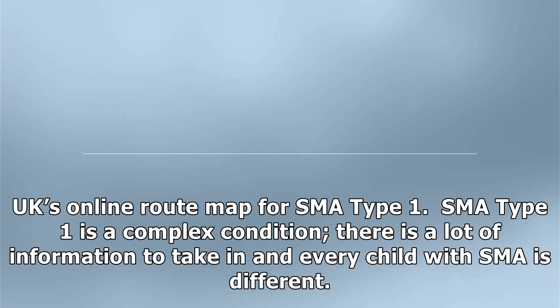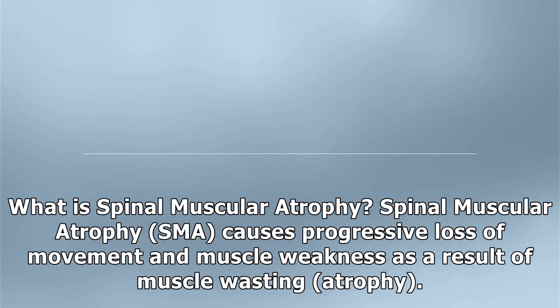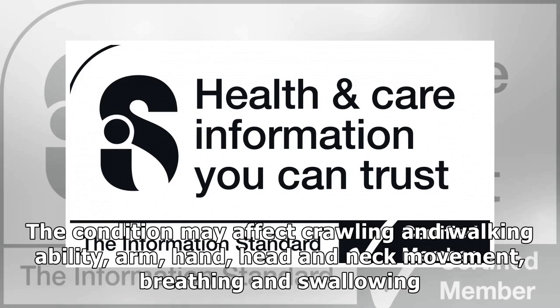SMA Type 1 is a complex condition. There is a lot of information to take in and every child with SMA is different. What is spinal muscular atrophy? Spinal muscular atrophy, SMA, causes progressive loss of movement and muscle weakness as a result of muscle wasting, atrophy. The condition may affect crawling and walking ability, arm, hand, head and neck movement, breathing and swallowing.